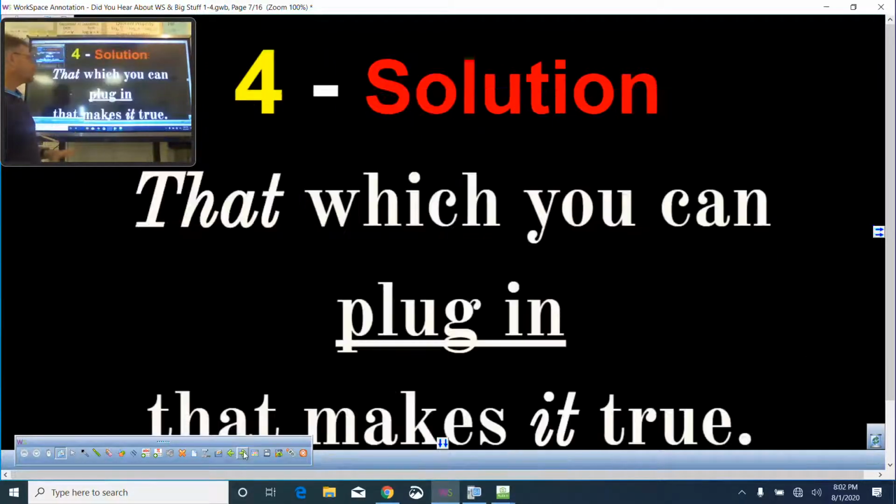And then, to a lesser point, we're going to deal with solution. This concept of solution, it's bigger than just an answer. It's that which you can plug in that makes it true. You're going to want to memorize that exactly. Okay?